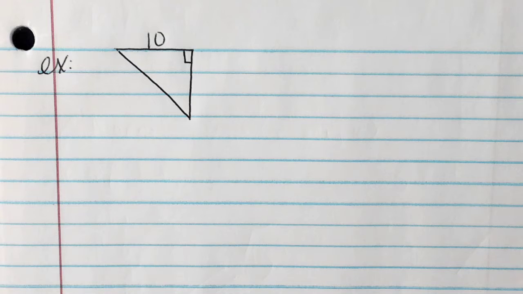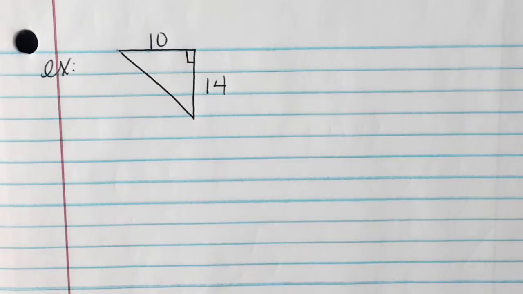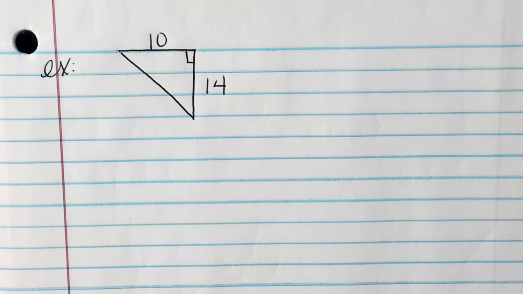I need another number. Maybe more than 10? Sure. 14. Okay. I'm going to put my 14 over here on the side. Please note, triangle is not drawn to scale. First, I don't draw well. Second, I don't do scale.